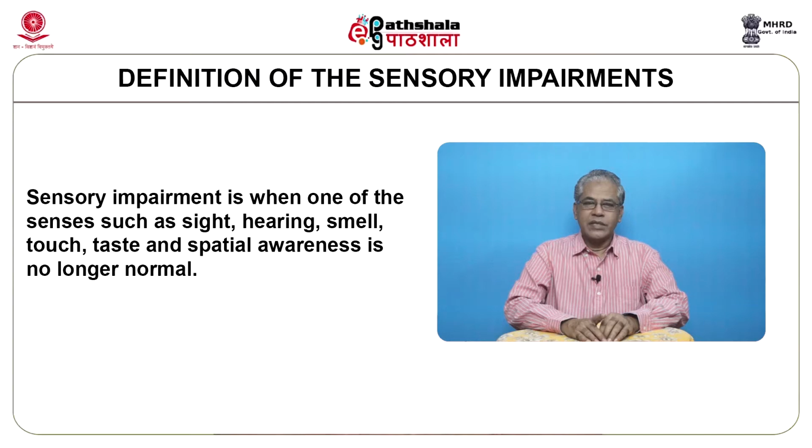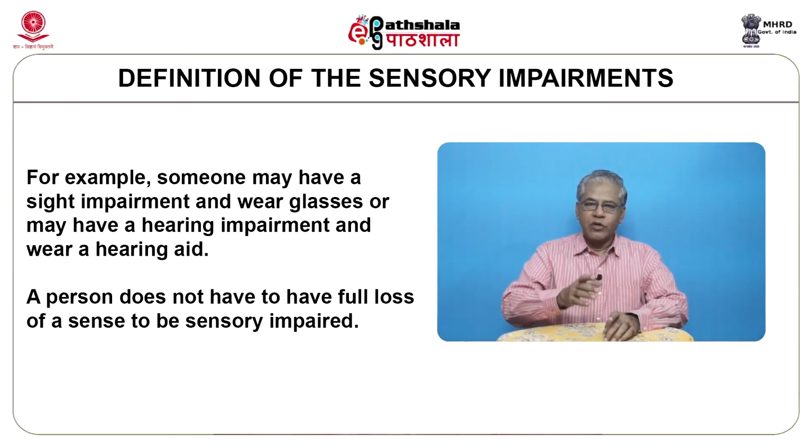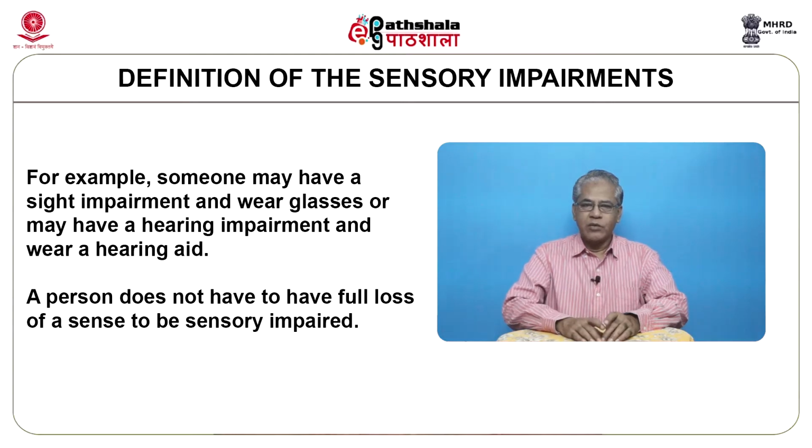Let me tell you about the meaning of sensory impairment. Sensory impairment is when one of the senses such as sight, hearing, smell, touch, taste and spatial awareness is no longer normal. For example, someone may have a sight impairment and wear glasses, or may have a hearing impairment and wear a hearing aid. A person does not have to have full loss of a sense to be sensory impaired.